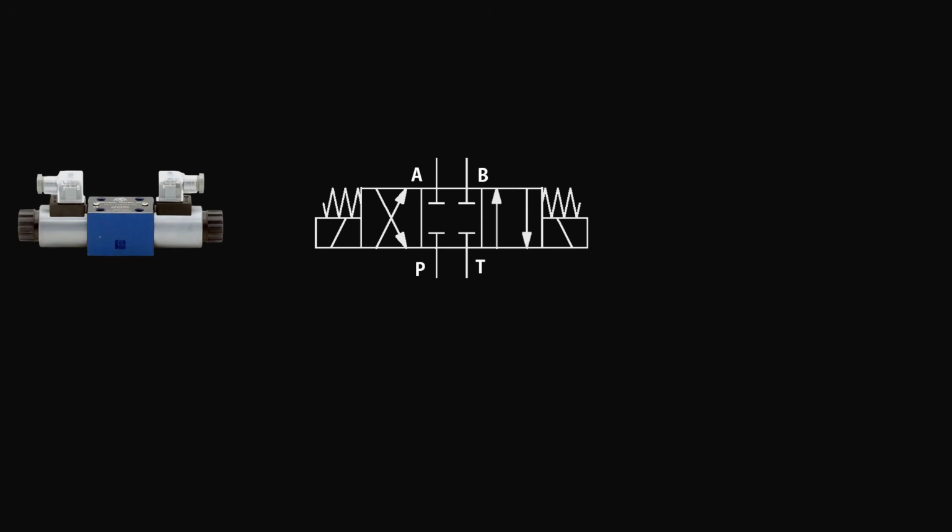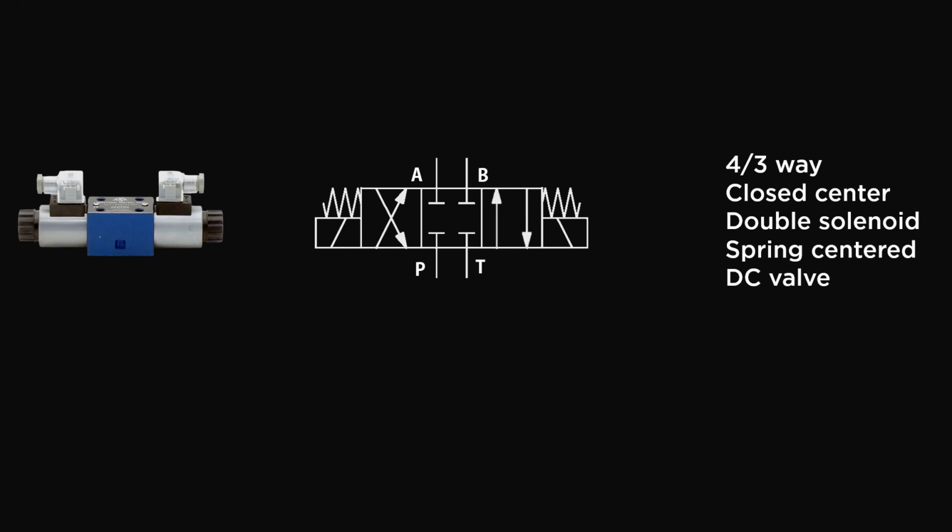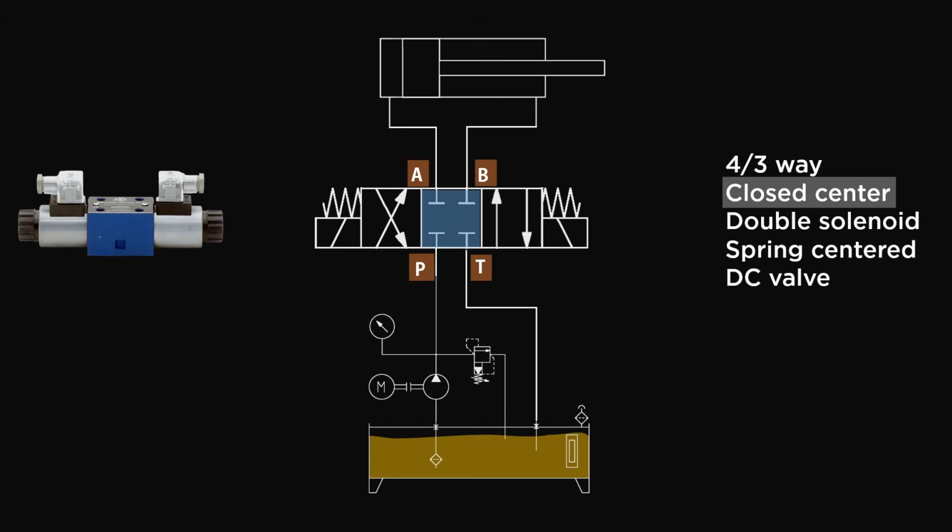Now, directional control valves can also have more than 2 positions. For example, a 4x3 center closed double solenoid spring-centered directional control valve. This valve has 3 positions. The middle position is called the neutral position. In this closed center valve, all ports are blocked in neutral position, so no oil flows through the valve. So a directional control valve not only controls the direction of flow, but it can also start and stop the flow.